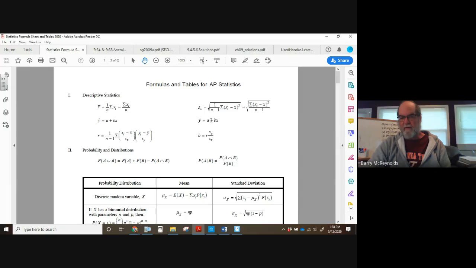Now you have to rearrange this formula to calculate A, but you have X bar and SX, you have Y bar and SY. What you don't have yet is R. And so now I want to show you how to get that on your calculator as well.